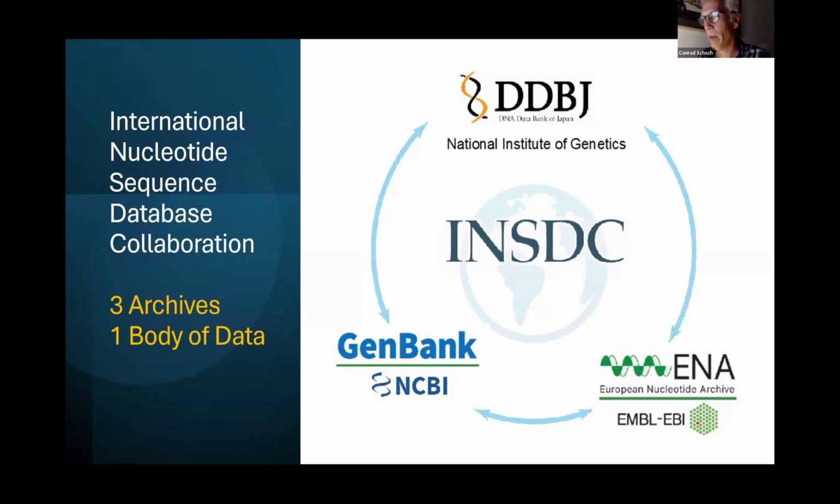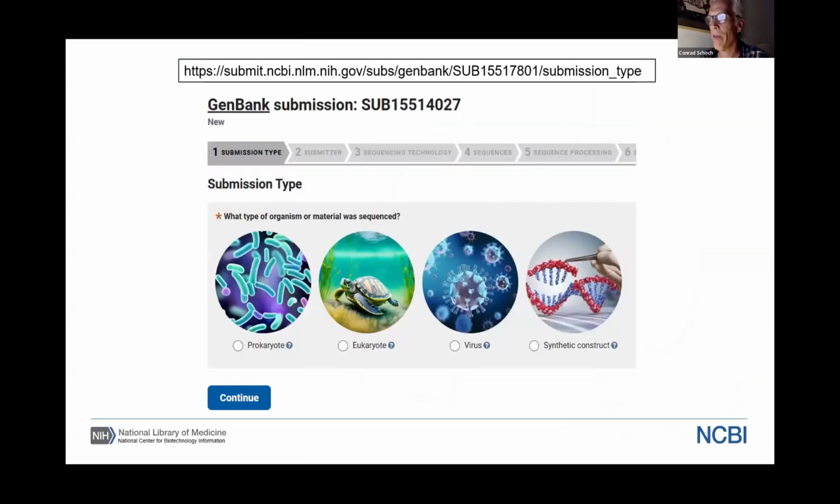Each of the three partners in this case has its own submission tools. And so the submissions might be slightly different according to the priorities of each partner, but the format of the data will look exactly the same when it's being mirrored. So you would not necessarily notice something when you look at a sequence record that was deposited in Japan versus one that came to us. But the submission experience might be different, and they might prioritize different things.